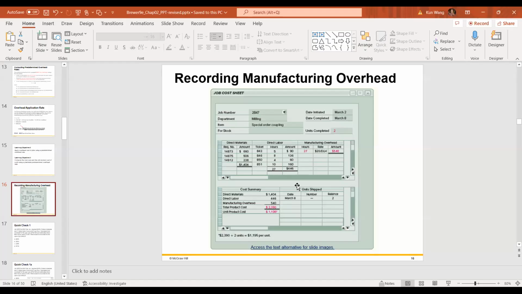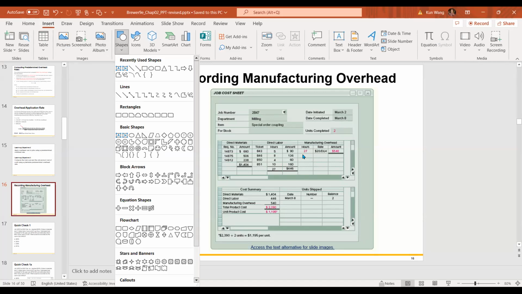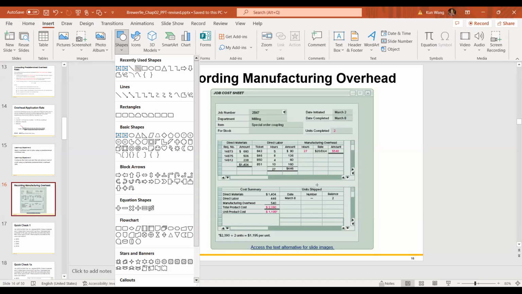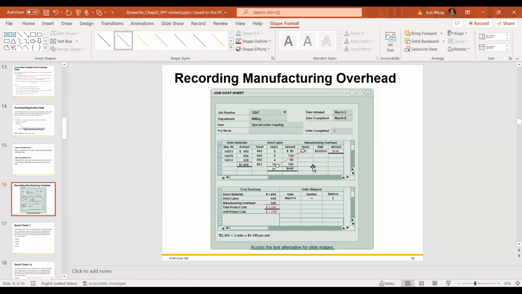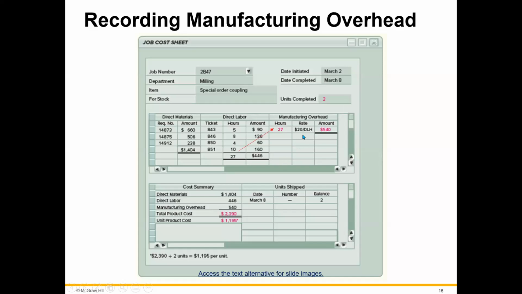So let me, if you can see this. The 27, that's a place many people got confused in the beginning when doing the allocation. The 27 is the actual direct labor hours. And the 20 is your estimated rate.